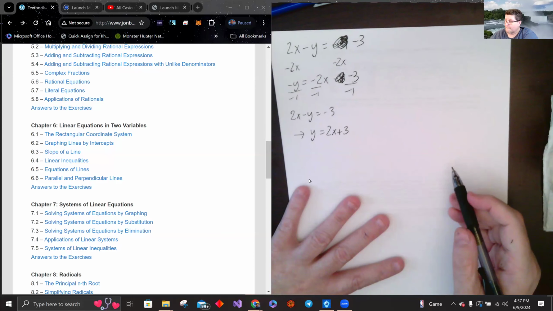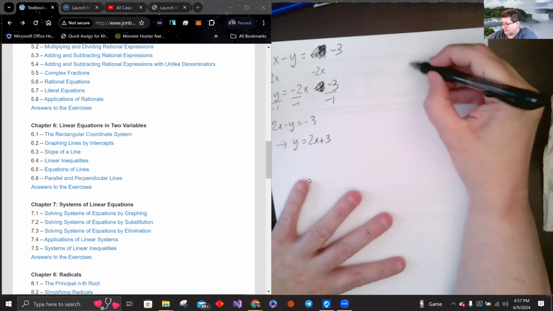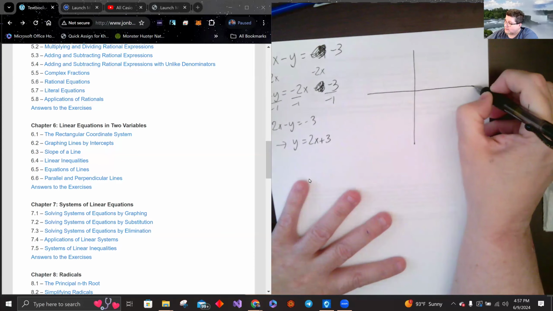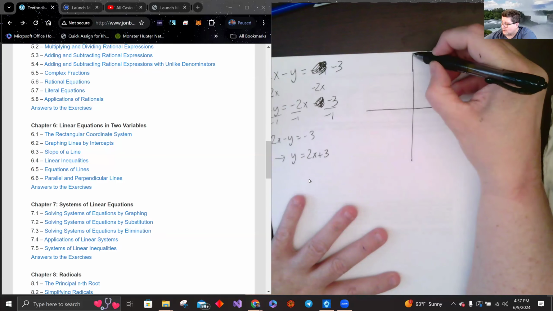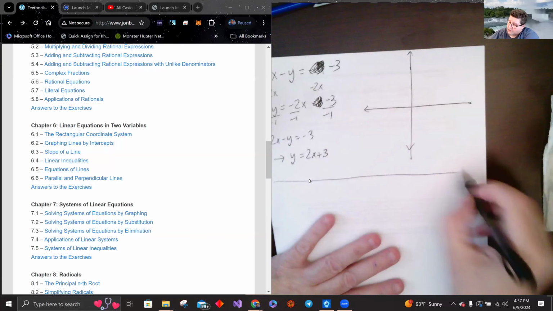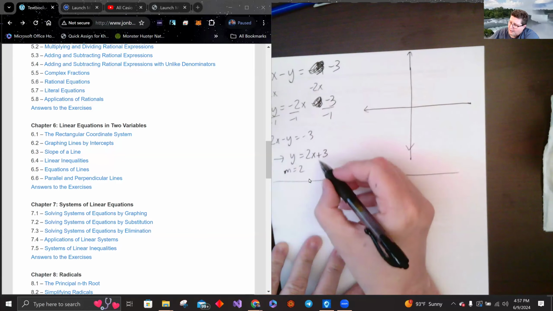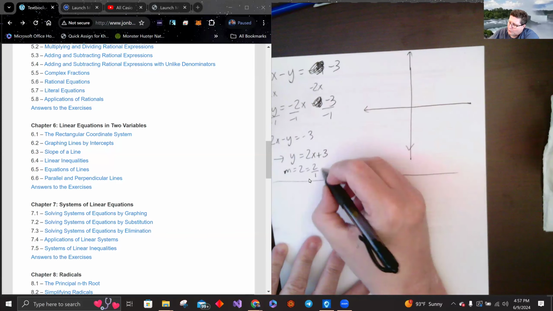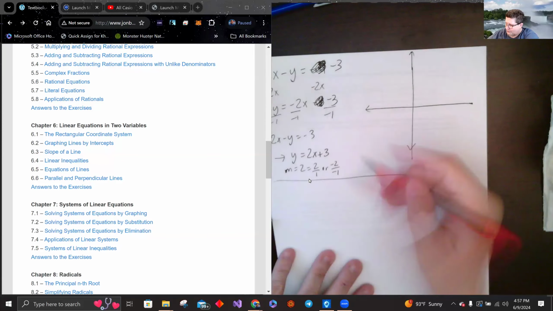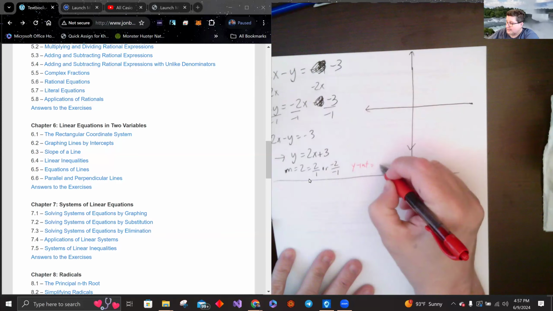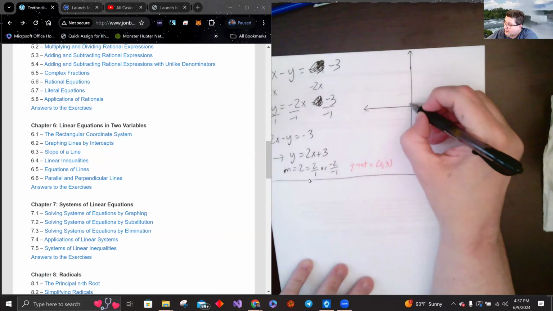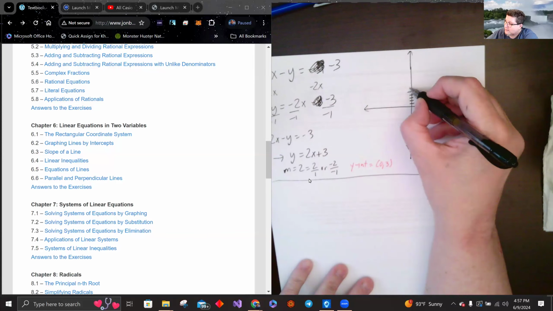Okay. So my slope here is 2. If I want it as a fraction, it's 2 over 1 or -2 over -1. My y-intercept is 0, 3. So let's put some slashes on this.